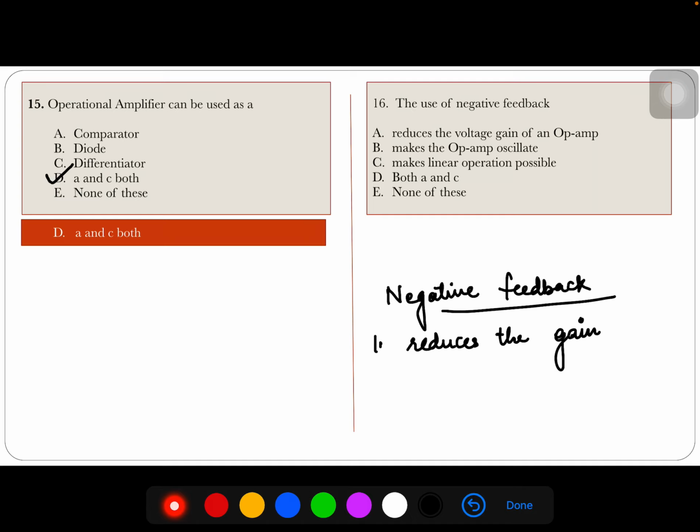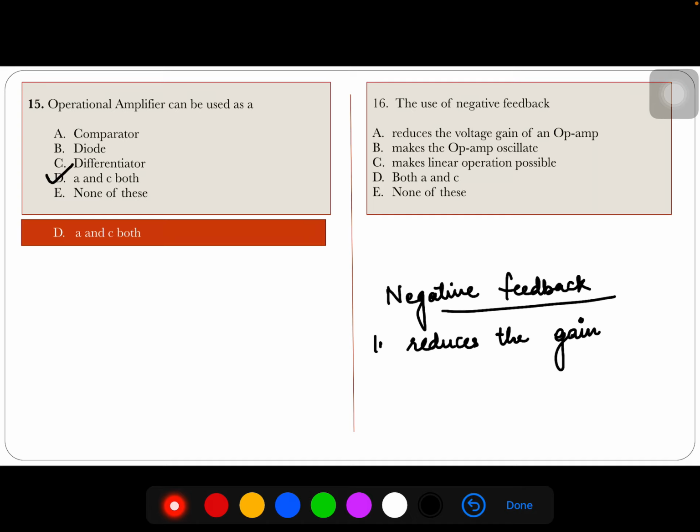Second option is makes the op-amp oscillate. No. If you want to make op-amp as an oscillator, then instead of negative feedback, you would have used positive feedback. Okay, so negative feedback is basically used for amplifiers. It never makes the op-amp oscillate. So B option is not correct.